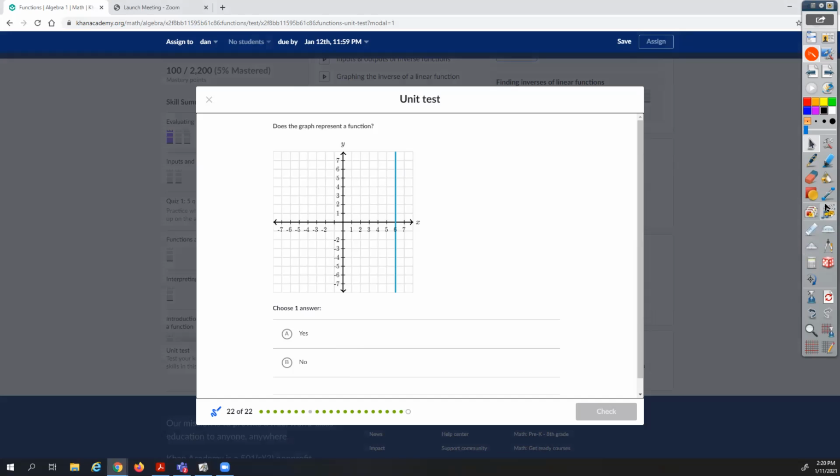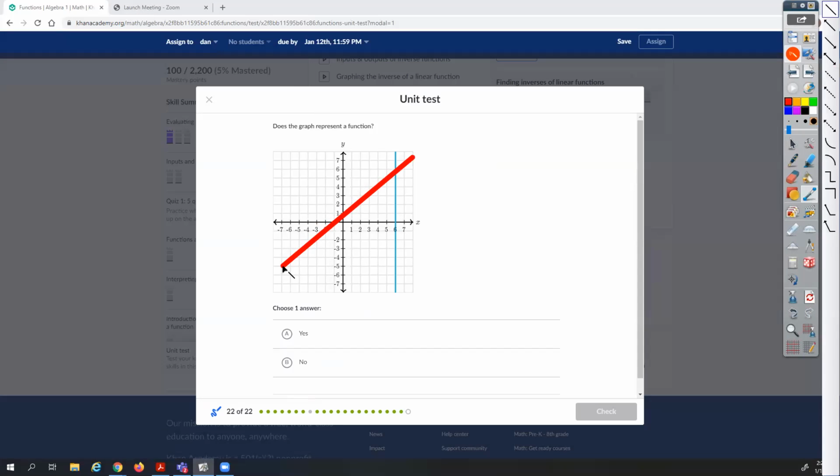If the line would have been like this, then yes, it would have been one to one, because if we do a vertical line test, one of the numbers will always be there. Remember the vertical line test goes like this. If I do the line here, it actually goes along the line. So automatically that does not comply with the vertical line test, because all the points will be on the line. So the answer to this one is no.